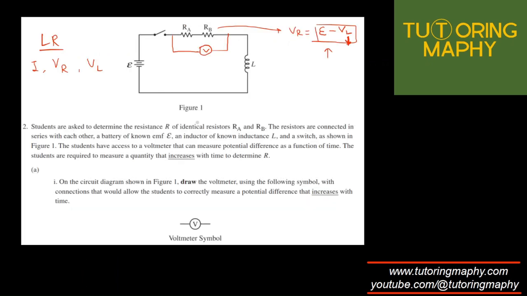Describe the procedure for collecting data that would allow the students to graphically determine the experimental value of R using the measured quantity that increases with time. Provide enough details so that the other student could replicate it. RA and RB are identical, by the way. Their resistances are, so don't be worried about that.